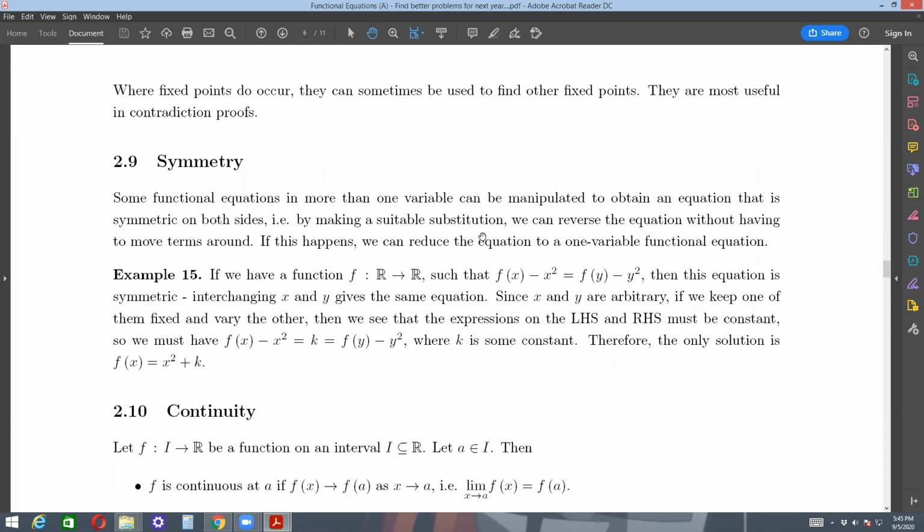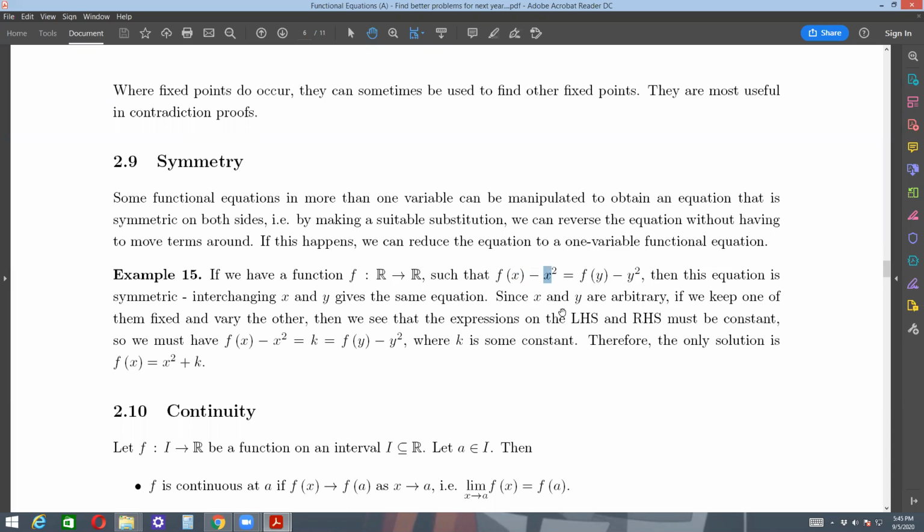Symmetry is also useful. Basically, let me give you an example. If you have a function satisfying this: f of x minus x squared is the same as f of y minus y squared. Remember, x and y are any real numbers in this case, so x could vary and y could vary. And what it says is that if I fix x, for example, if I take x as 1, f of 1 minus 1 squared is the same as f of y minus y squared, no matter what value I choose for y. The only way that could be true is if these things are equal to a constant, because y varies and I get the same value every time, so it must be constant.